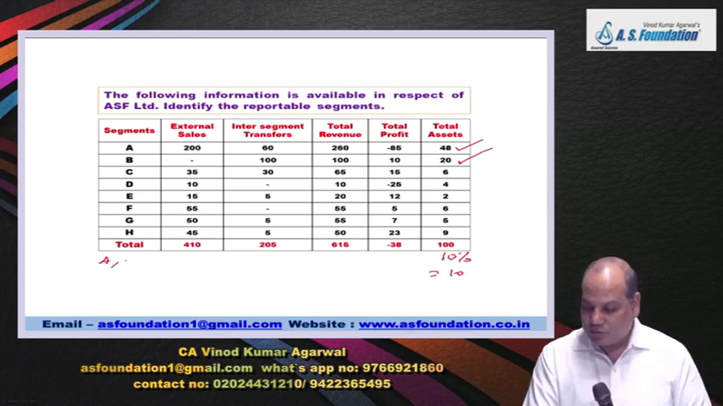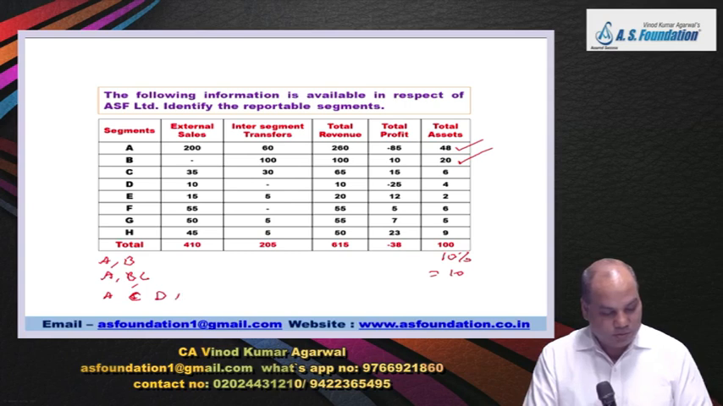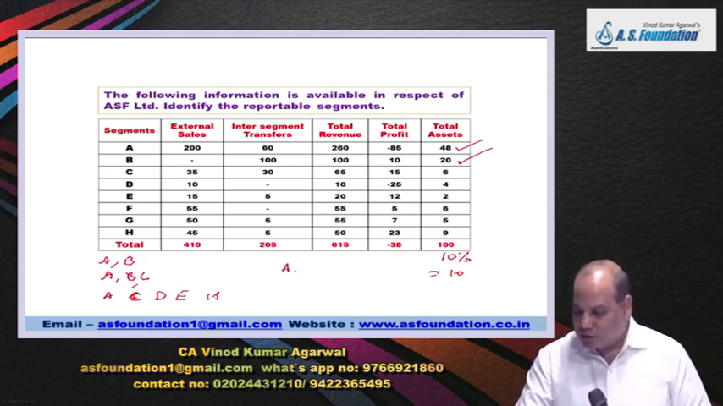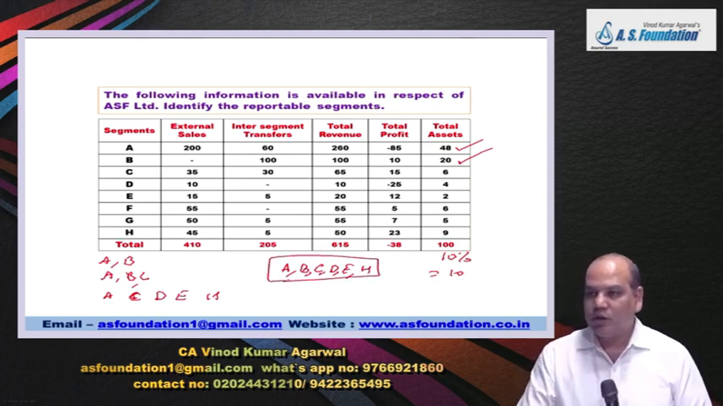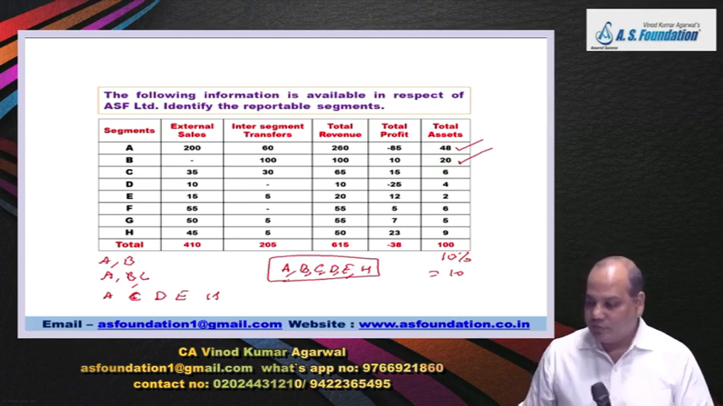So A and B. Before that it was A, B and C in revenue test. And A, C, D, E, H under profit test. So I can make a summary now. A is reportable, B is reportable, C is reportable, D is reportable, E is reportable and H are reportable now. Only two are remaining, F and G.